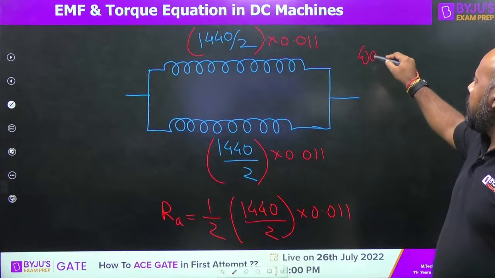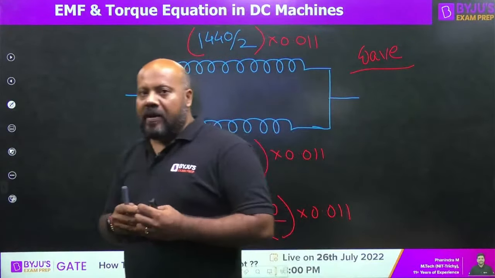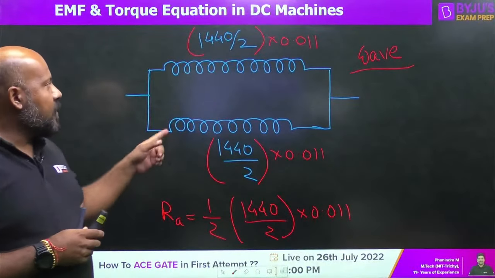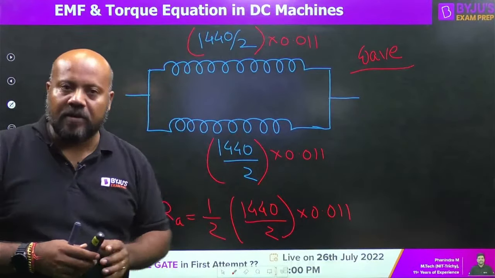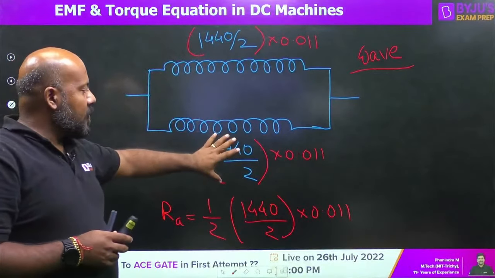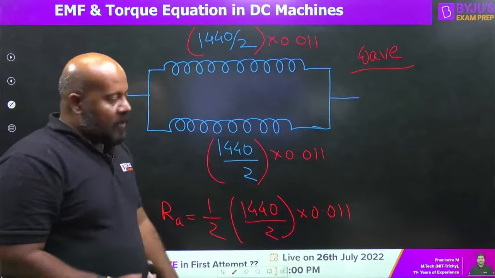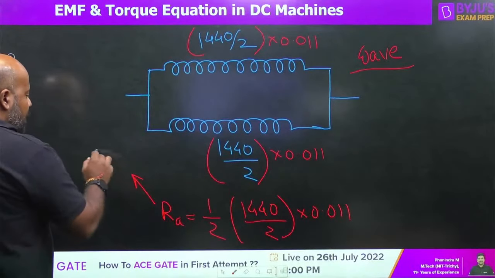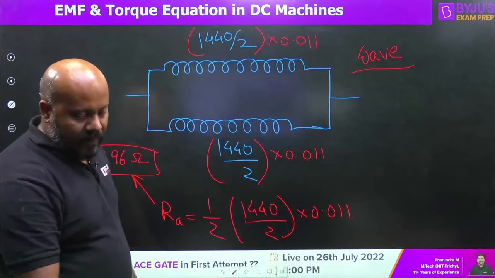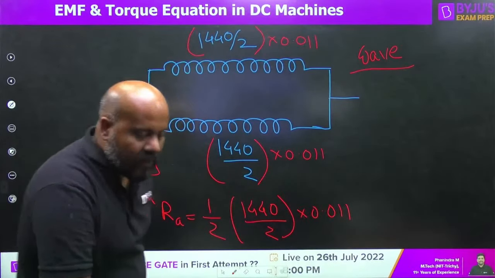Because it is a wave wound machine, what is the number of parallel paths? It is going to be 2. So I have divided the total number of turns into 2 equal parts. Number of coils are 144. In every coil there are 10 turns. So 144 into 10 is 1440. Divide by 2, 1440 by 2, multiplied by the resistance of 1 turn, that is 0.011. You will get the armature resistance value. As per my reference, it is 3.96 ohms. If you do the calculation, you will get it. Is it clear for everybody? Are you able to follow this or not?